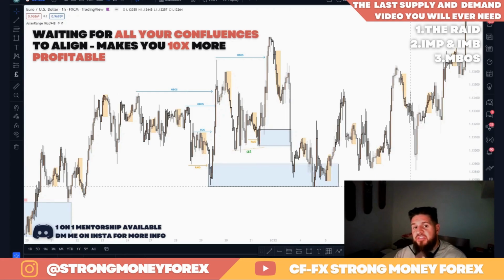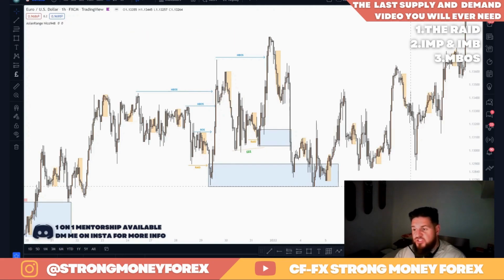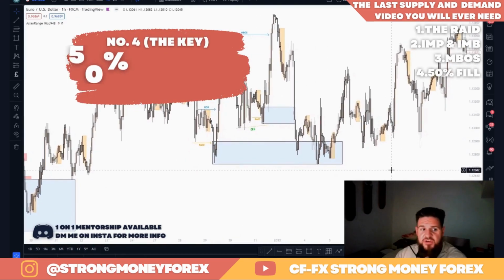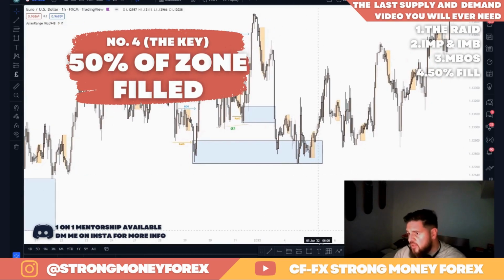Okay, so these are the three elements that we need to verify a zone. We've got raid, impulsive move with imbalance, and then a breaker structure, preferably a major breaker structure. Okay, now the fourth thing that I'm looking for that really signals me into a trade, and before I start paying close attention, is for 50% of the zone to be taken. Now the reason why I look for this is for a couple of reasons. Okay, firstly, most of the orders are going to be at this 50% area.